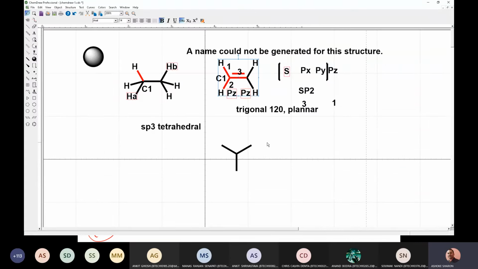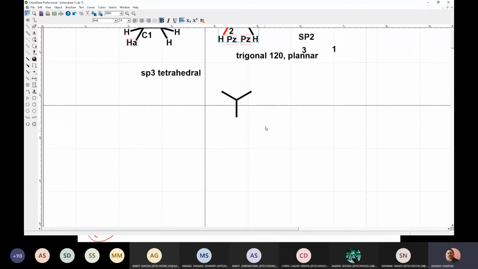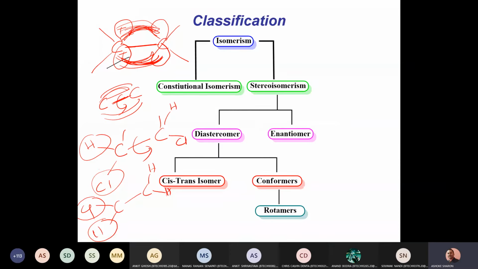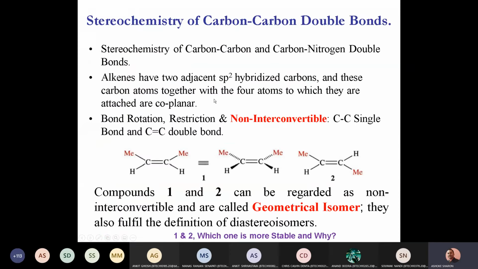I didn't draw a slide example, so let me show you in the PowerPoint slide. Now, stereochemistry of carbon-carbon double bonds. You have compound number one, where the two methyl groups are on the same side of the double bond. And if you see compound number two, the methyl groups are on opposite sides. So why are one and two different?